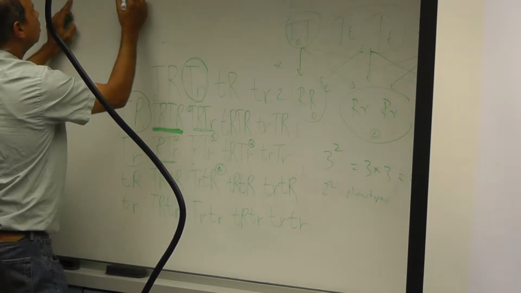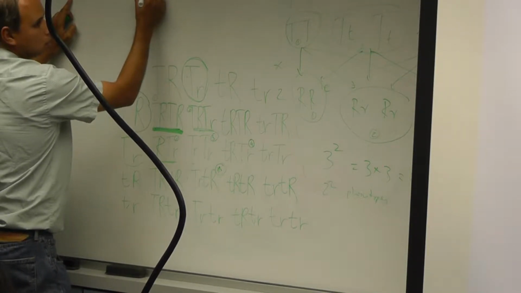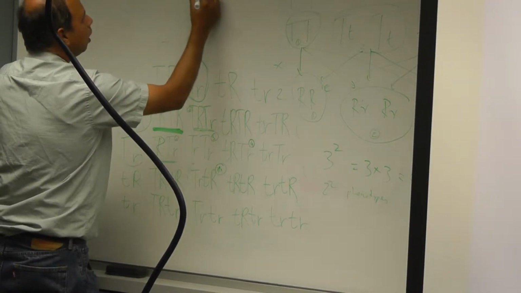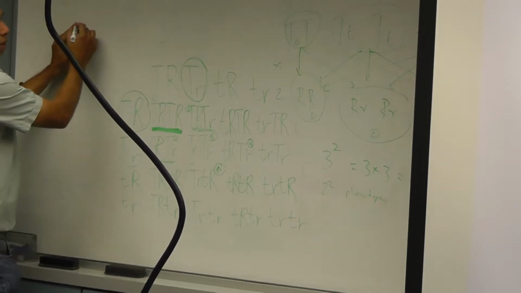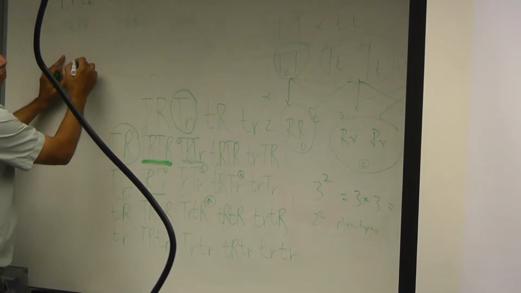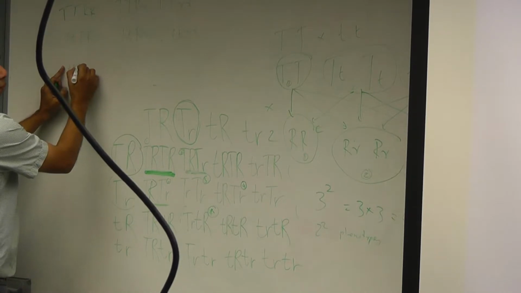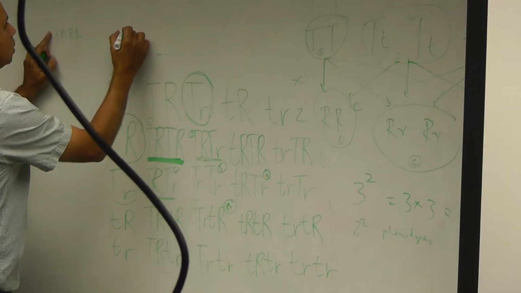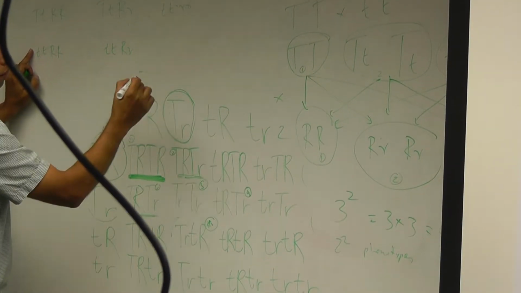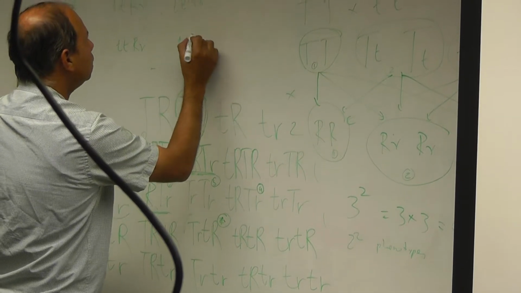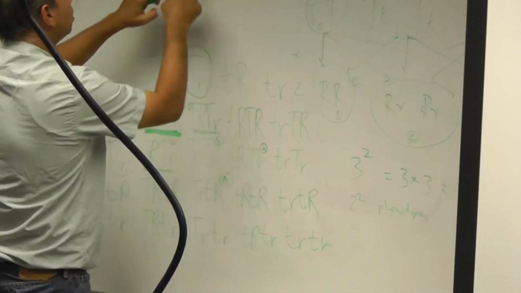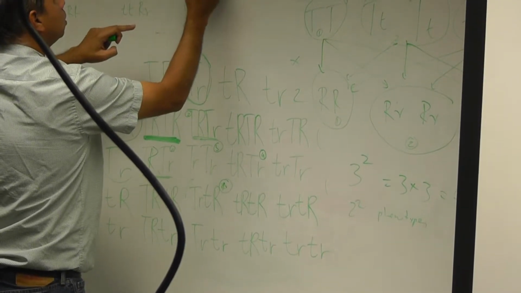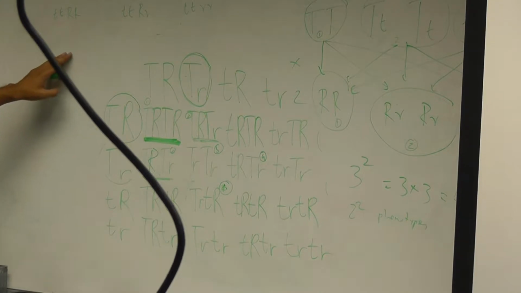Then there is a TTRR, and then there is a PTRR, right? And then there is a TT RR, and there is a TT RR. I made a mistake, this can't be a TT RR. All of them are TTRR, yes.